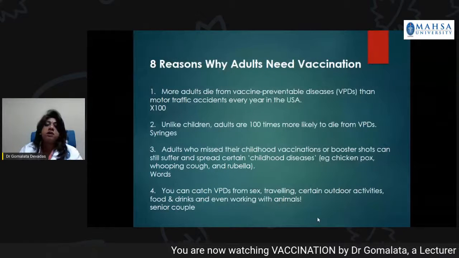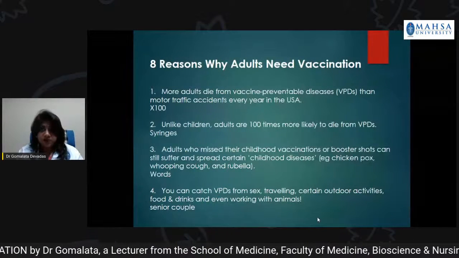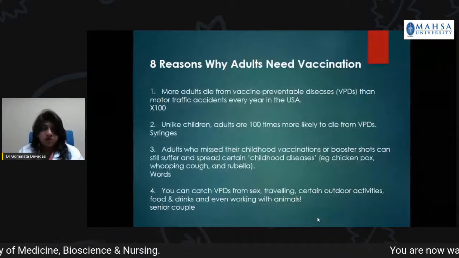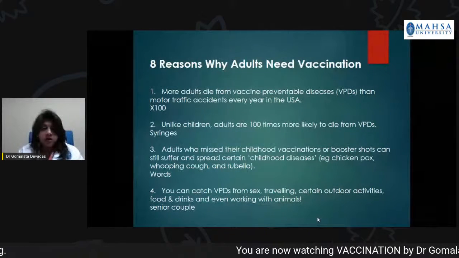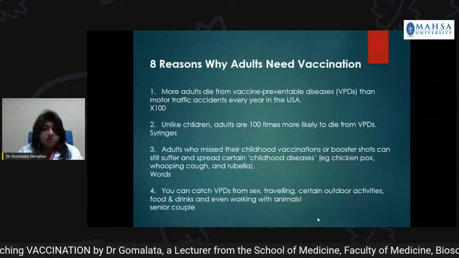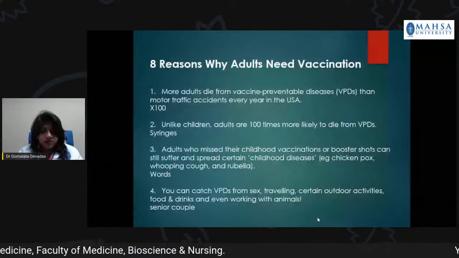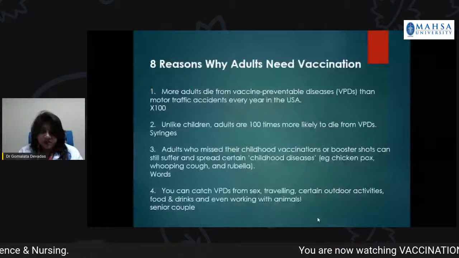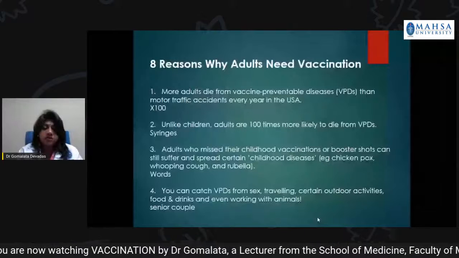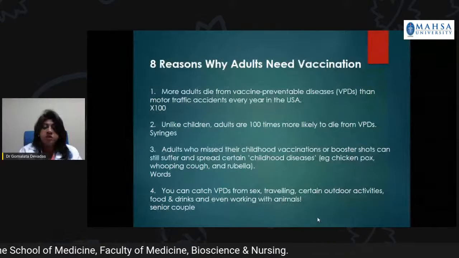So, 8 reasons why adults need to be vaccinated. Reason number 1 is that most adults die from vaccine-preventable diseases, more than from motor traffic accidents. Unlike children, adults are 100 times more likely to die from VPDs. Adults who miss their childhood vaccine booster shots can still suffer and spread certain childhood diseases, for example chickenpox, whooping cough, or rubella. You can catch VPDs from sex, traveling, certain outdoor activities, food, drinking, and even working with animals.